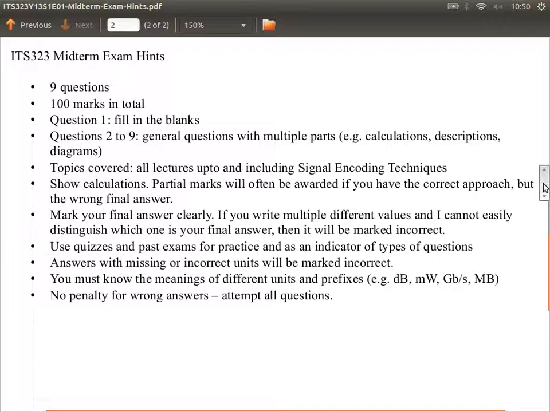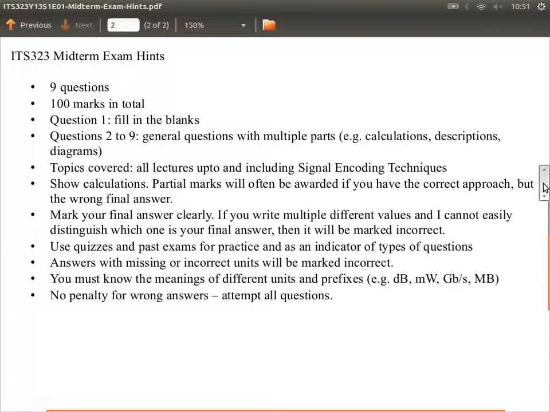Always show your calculations. If you calculate on a separate piece of paper or on your calculator and get the answer of 23 milliwatts, and the correct answer is 50 milliwatts, then you get 0 marks, unless you show some calculations that show you're following the correct steps, and then you'll get some partial marks. Even if your final answer is wrong, you may still get a significant number of marks. For example, if you make a simple mistake in the last step and divide by two instead of multiplying by two, you'll get most of your marks. So show your calculations.